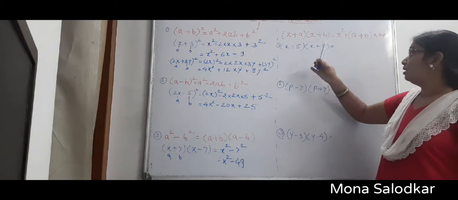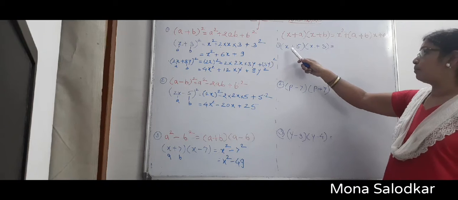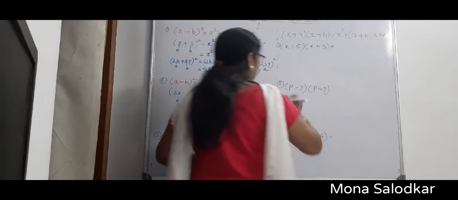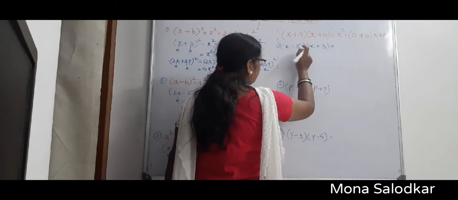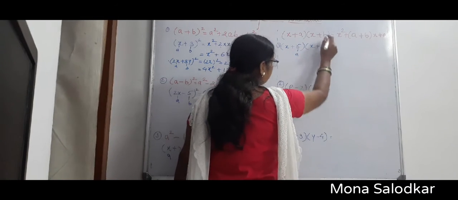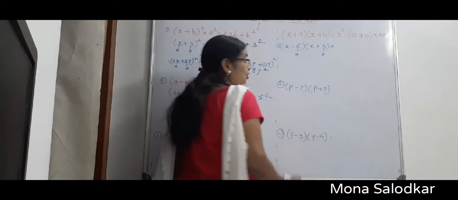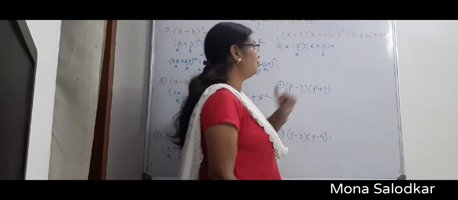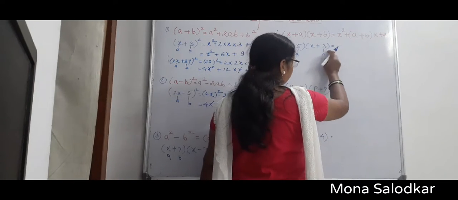Now see here, an example is given: (x + 5)(x + 3). Here what is a? a is 5. What is b? b is 3. Now use the formula. Always you have to use the formula. Here write down by using the formula. Then what do you get here?